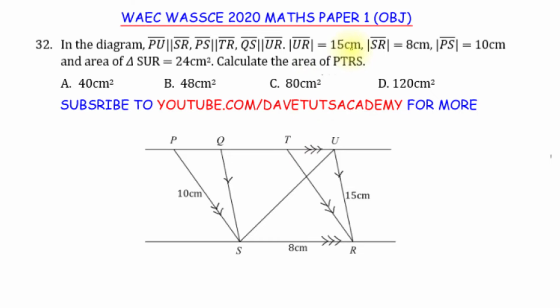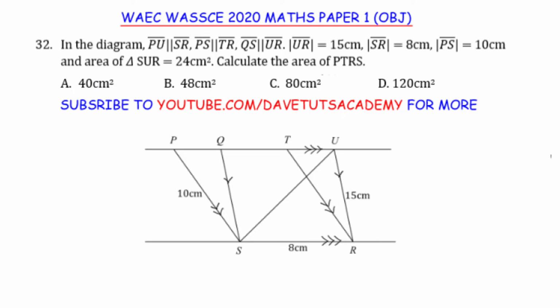We are told that UR is 15 centimeters, SR is 8 centimeters, PS is 10 centimeters, and the area of triangle SUR is 24 centimeters square. So SUR, okay. Let me just try and see if I can note that out just lightly.